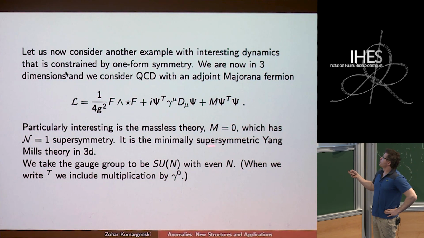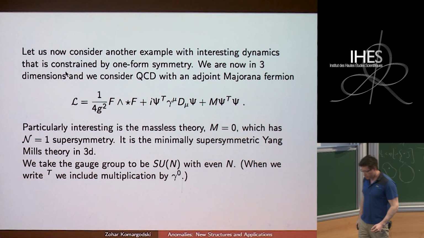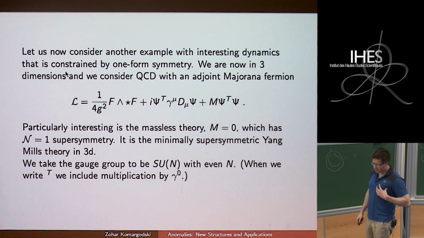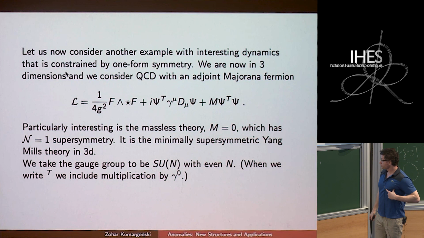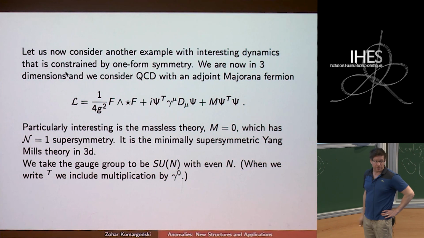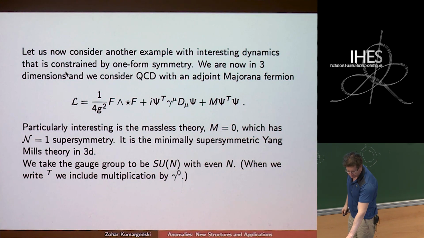Another fun fact that is not going to be important, except for one little comment soon, is that the m equals 0 theory is accidentally supersymmetric. So it's the minimal amount of supersymmetry in 3 dimensions, which is called N equals 1. There is no holomorphy, so it's not very useful, but it's still supersymmetric. Another technical comment for the experts is that N must be even for this theory to exist. So N is even in SU(N).